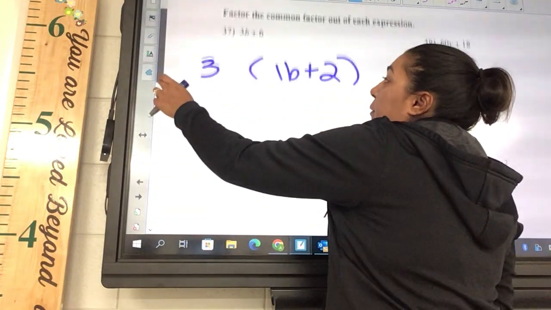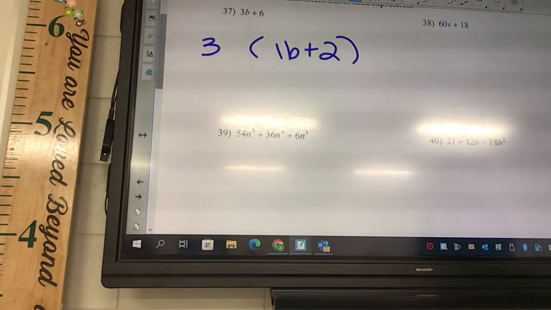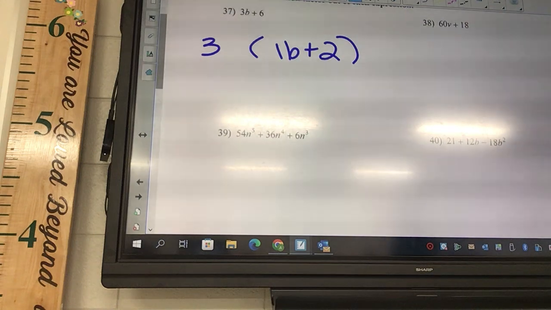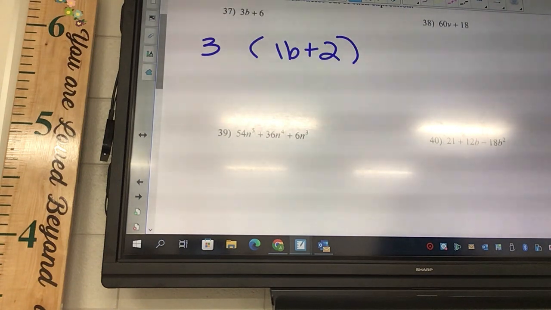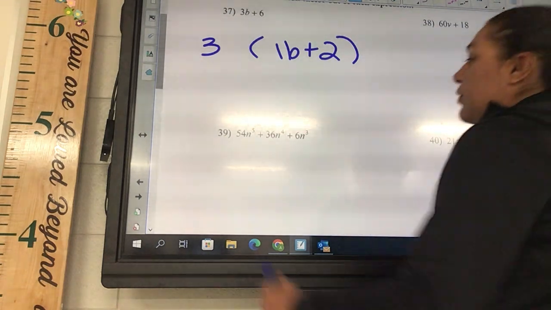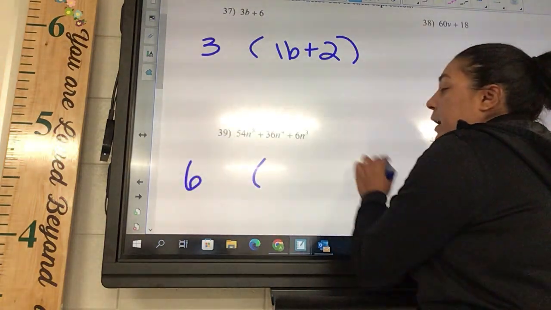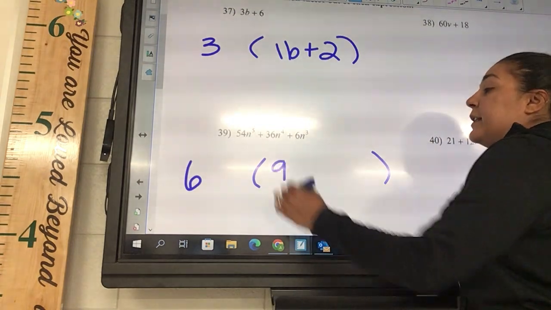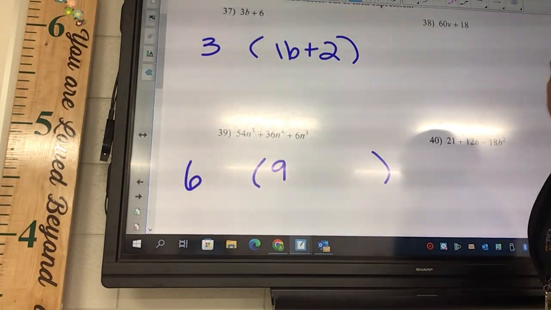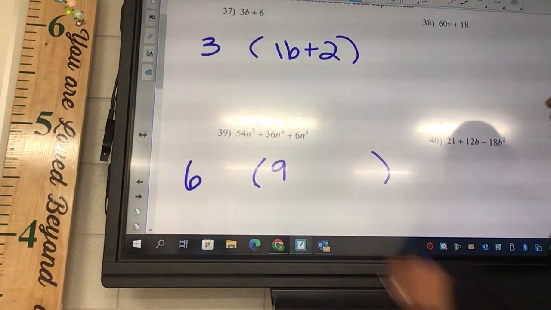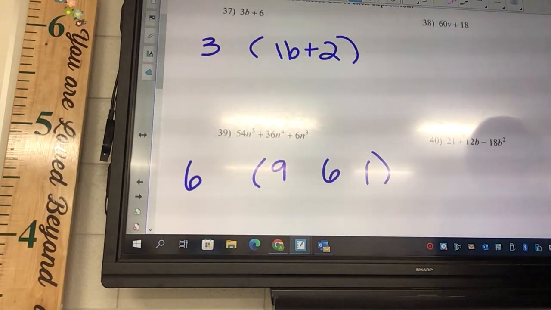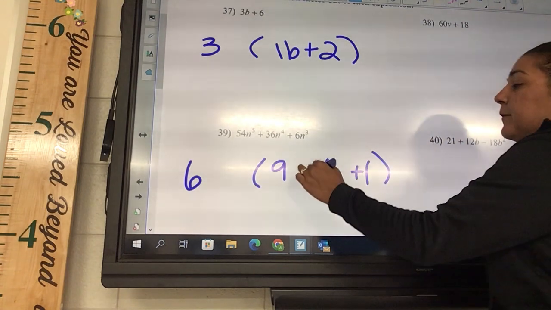Okay, 39, same thing. So what is the smallest number up there? 6. Okay, does 6 go into 54? Yes. Okay, does 6 go into 36? Yes, and 6 goes into 6. So 6 can come out of every one. Okay, 54 divided by 6, 9, and 36 divided by 6, 6, and 6 divided by 6, 1. Okay, put all your signs back.